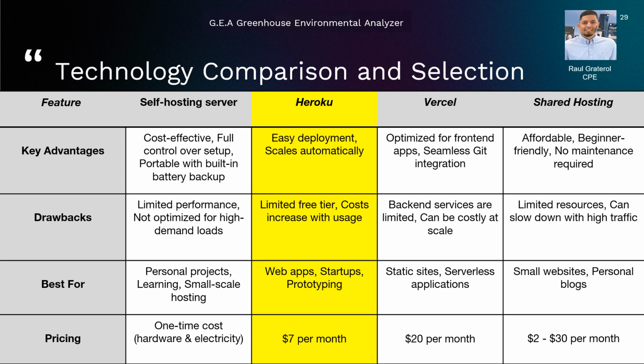We also found out that Heroku was the best way to host our server. It has an easy deployment and it scales automatically. Also, it is really good for web apps, startups, and prototyping. Also, it has a fair pricing since it is only $7 per month. The only drawback that we found was that it has a limited free tier and also cost increases the more that you use it.